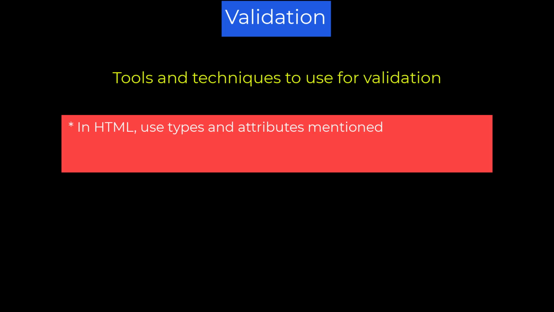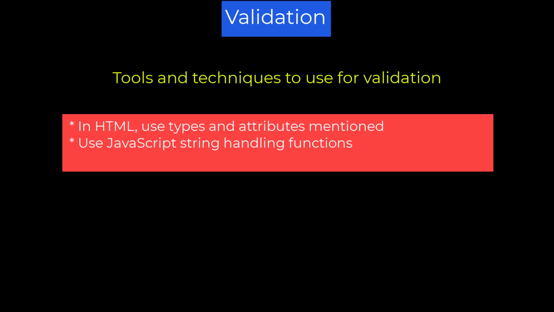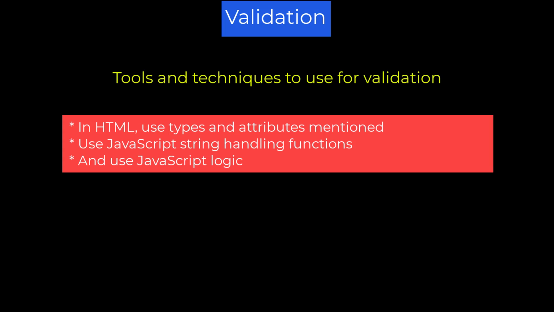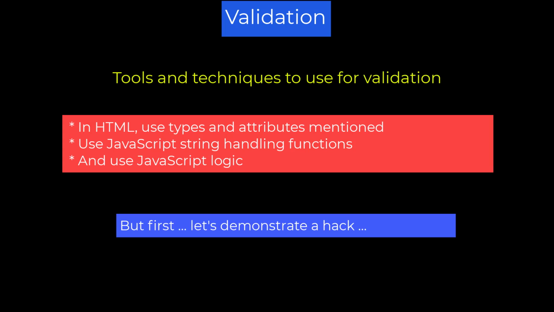So let's look at some tools and techniques that can help. Use the types and attributes just mentioned where they fit. Look at some JavaScript string handling functions and use JavaScript logic to catch disallowed characters. We'll start by demonstrating a way to hack a form using very simple code.